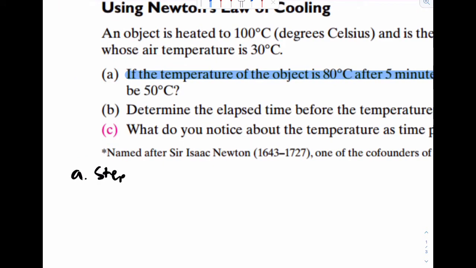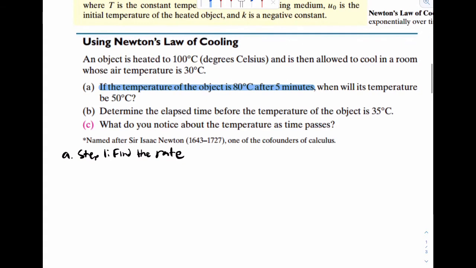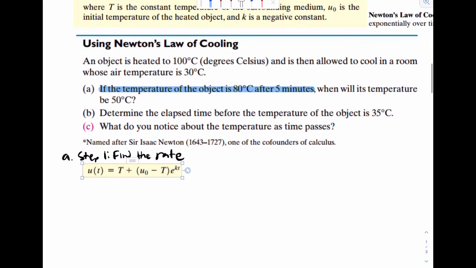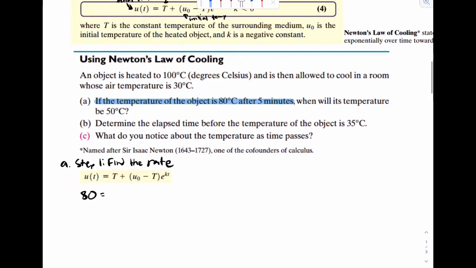Step one is we have to find the rate. So again, we can't even answer the question until we find the rate. So to do that, I'm going to copy this formula here and put it back. So that's the same formula as up there. And we're going to fill everything in. So the temperature of the object is 80 degrees after 5 minutes. We can actually use that. That would mean this object ended at 80 degrees, and T is the temperature of the room, which is 30.